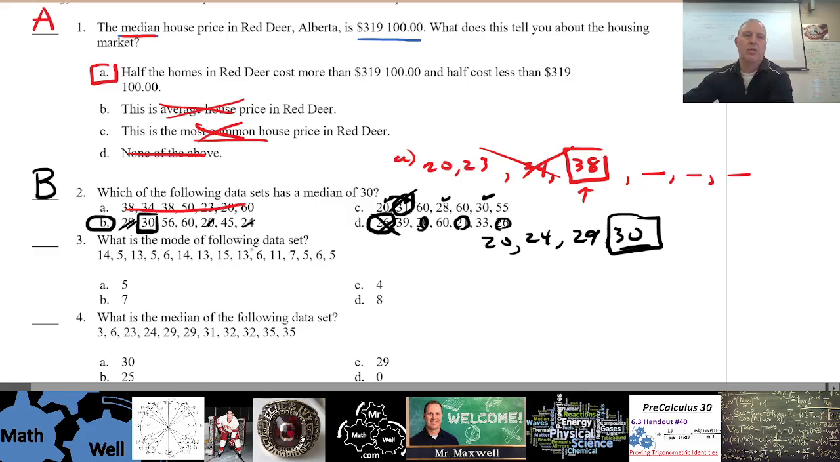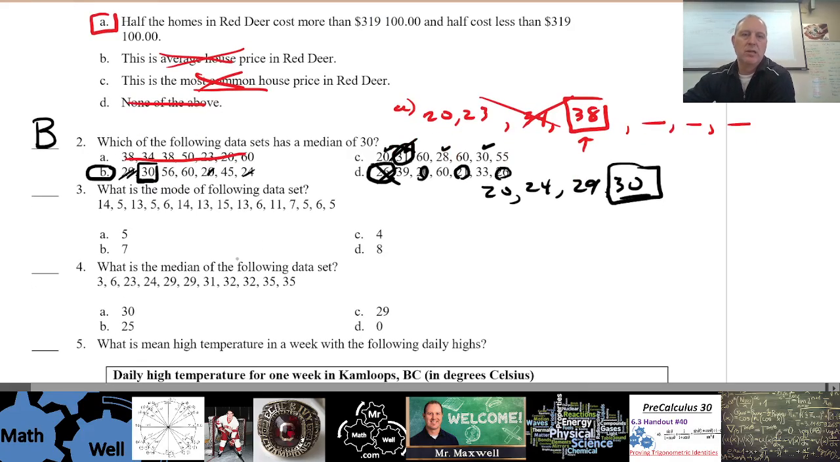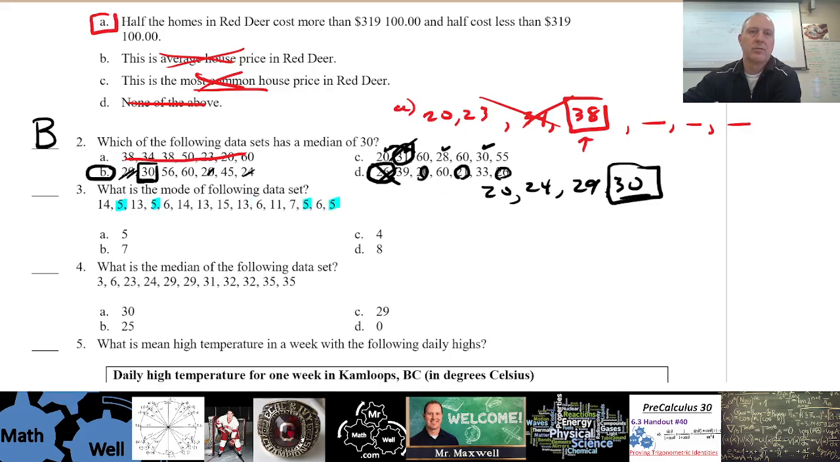Very good. Okay, the mode. Now the mode's pretty easy. It's the one that shows up the most, right? So I see that I have a lot of 5s. 1, 2, 3, 4 5s. Okay.